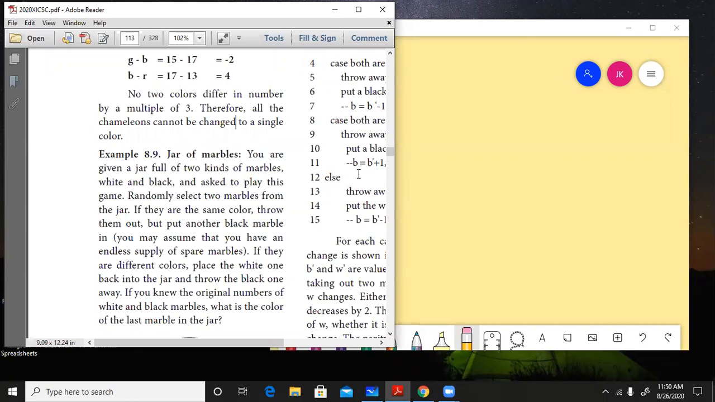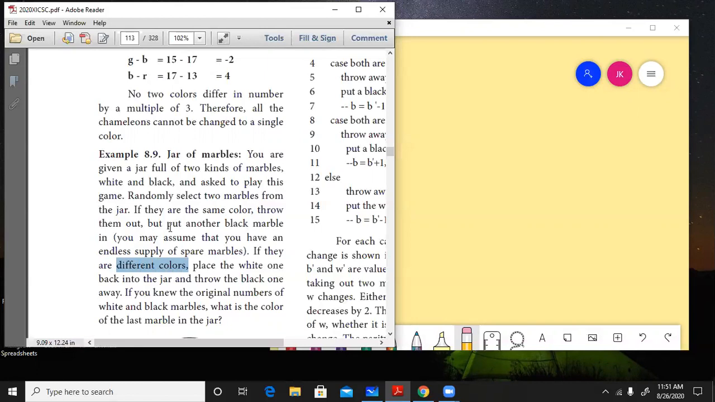Today we are going to see in this video another example, which you call the jar of marbles, where you have a jar with two kinds of marbles, black and white. You are asked to play a game in this. Randomly select two marbles. When you randomly select two marbles, you will come across the same color or two different colors.